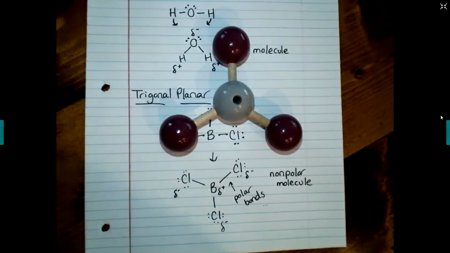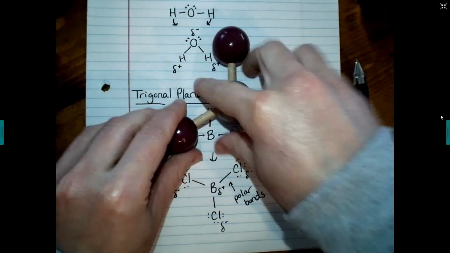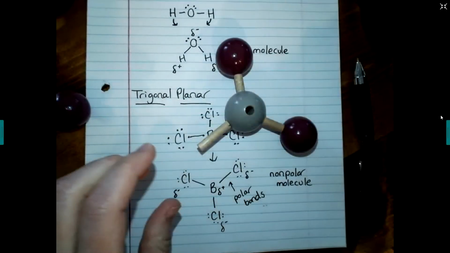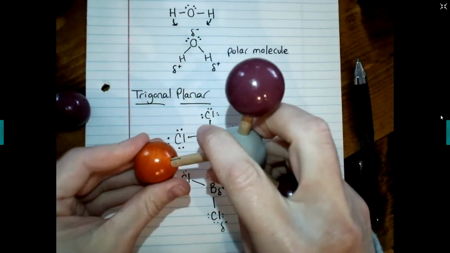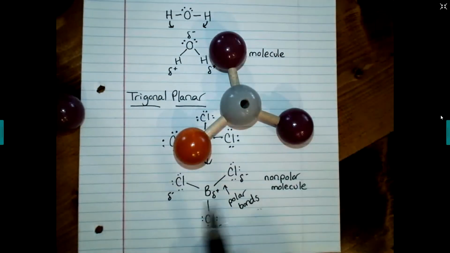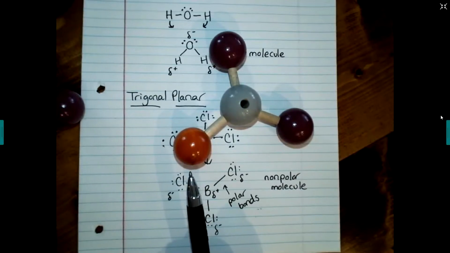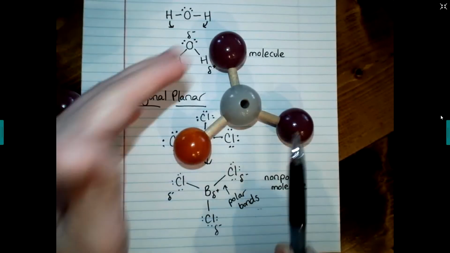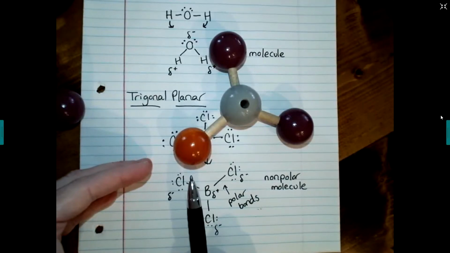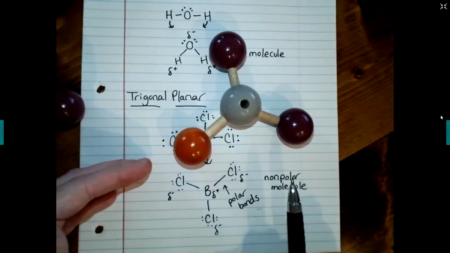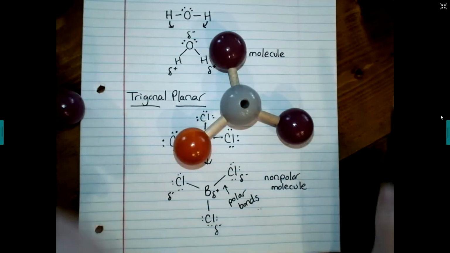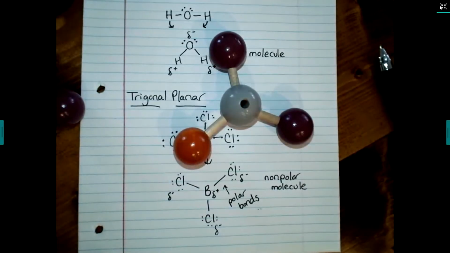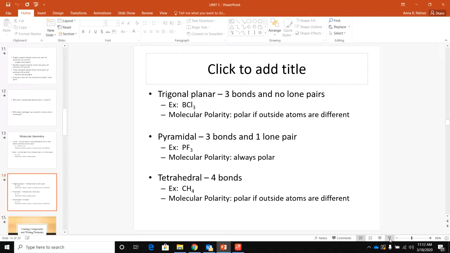Now, if we were to switch out one of these outer atoms, if we were to make this orange, and let's say that this orange atom represents fluorine. You know that fluorine has the strongest attraction for electrons. So now all the electrons are wanting to come over here. Even though they're still sharing, they're more attracted to this end of the molecule. That would make this molecule polar. But as long as the outside atoms are the same, it's going to be nonpolar. So that's your third shape. That's trigonal planar.